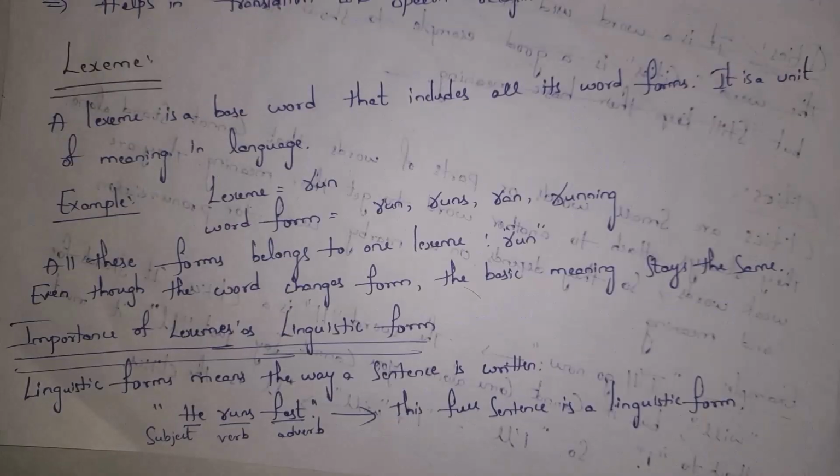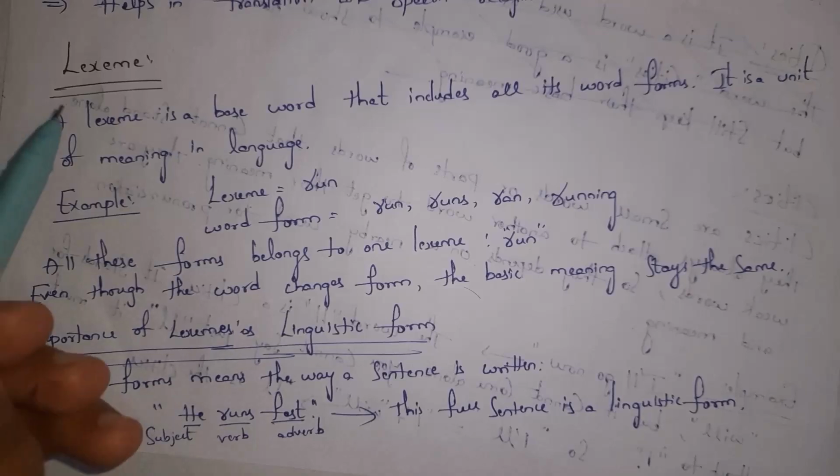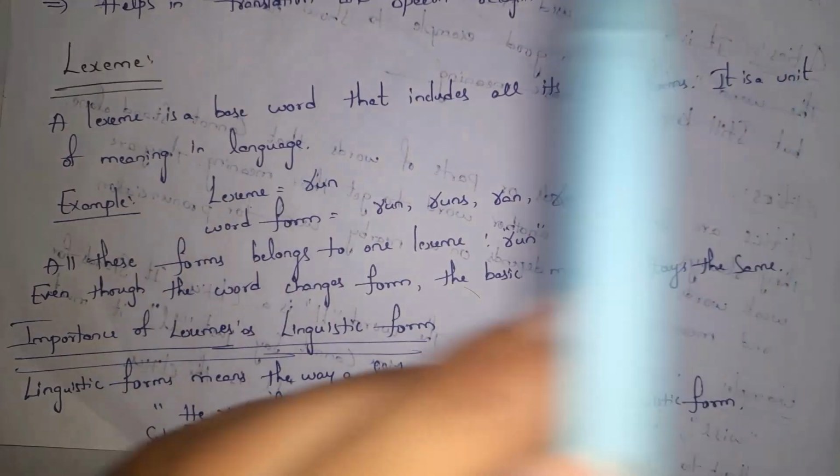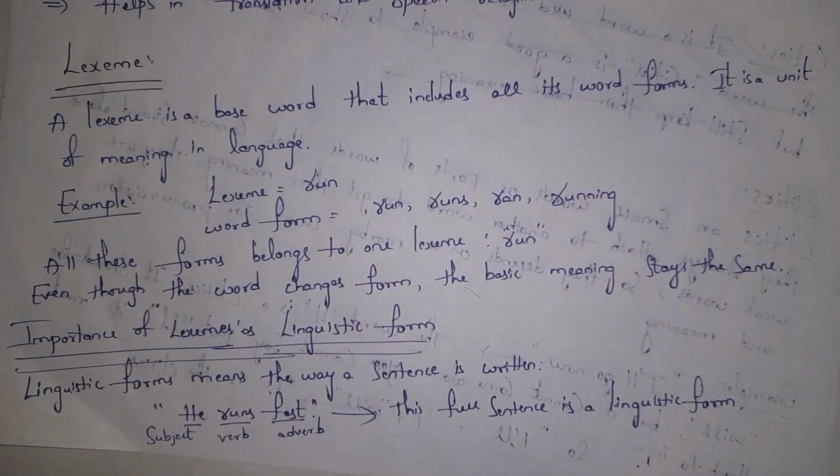Next I'll explain what is lexeme. Lexeme is a base word that includes all its word forms. It is a unit of meaning in a language. Guys, I will give one simple example so that you can clearly understand what is lexeme.